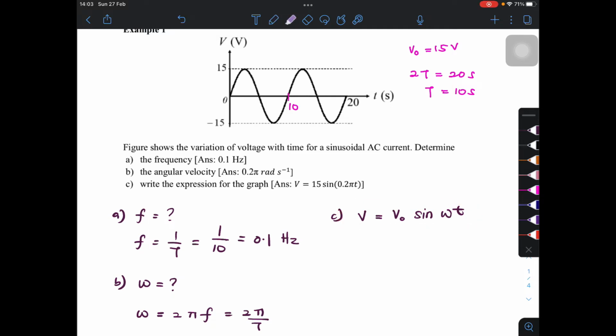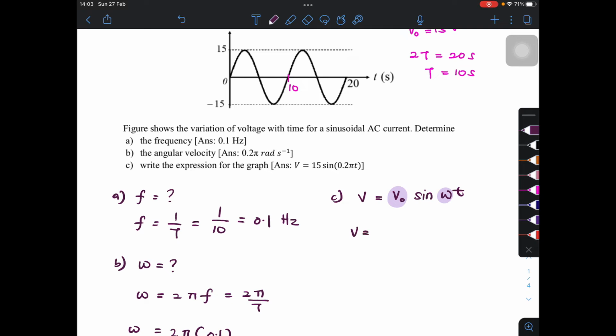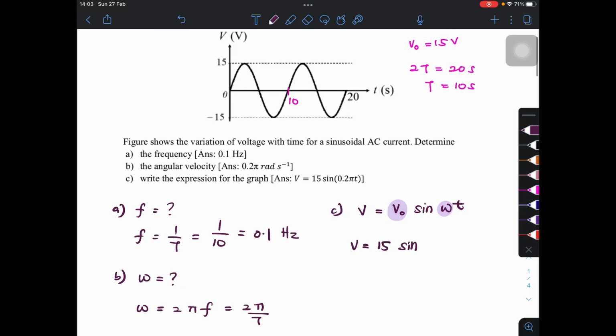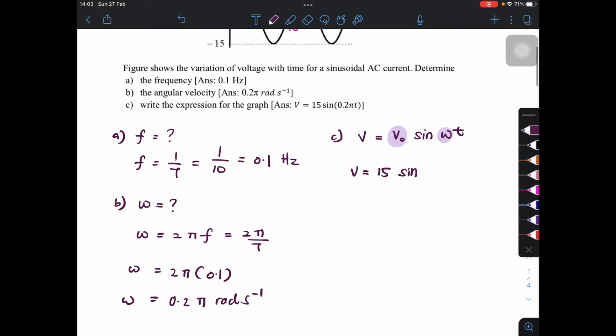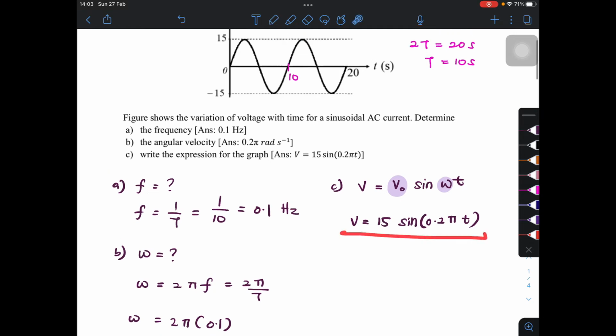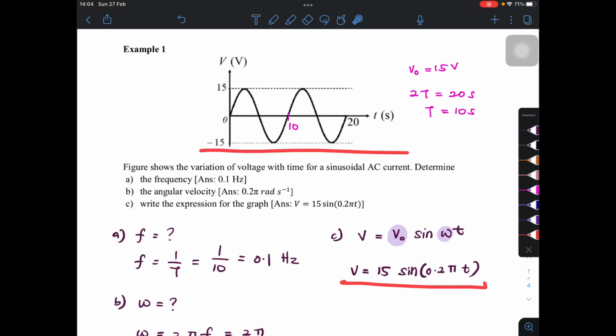And then what is the thing that we need to substitute into this expression? First is the peak voltage. Second is the omega. The rest you just leave as it is. So V naught we already have, 15. And then sin, omega we already calculated, 0.2 pi. And then t, just write t. So this will be the expression that represents this graph here.